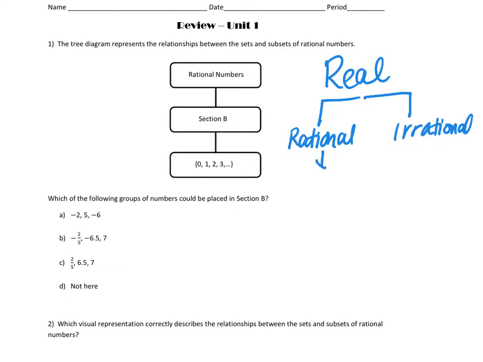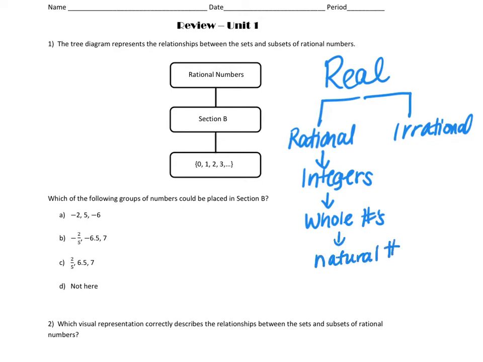So after rational, you can then move into integers. Integers are negative and positive whole numbers. Then you can go to just whole numbers, which is those positive numbers. And then our last is natural numbers, which is our counting numbers. Okay? So if you look at the diagram on number 1, it says the tree diagram represents the relationship between the sets and subsets of rational numbers.